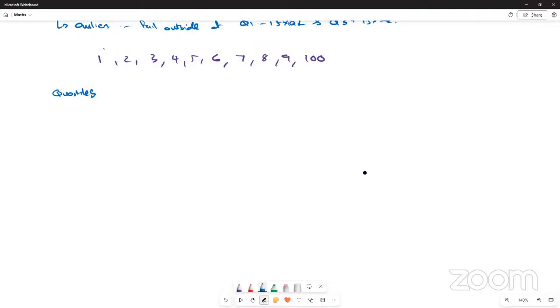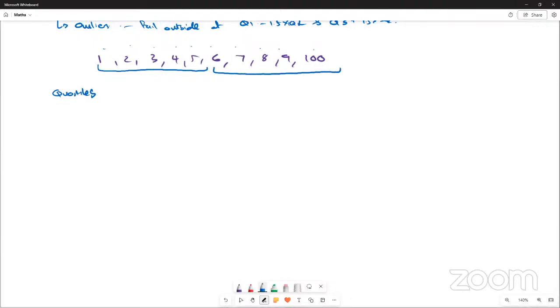I've got how many numbers? 1, 2, 3, 4, 5, 6, 7, 8, 9, 10 numbers. And my quartiles, remember, would be a quarter of the way. So let's count 5: 1, 2, 3, 4, 5. And another 5: 1, 2, 3, 4, 5. And that means my median is going to be 5.5.